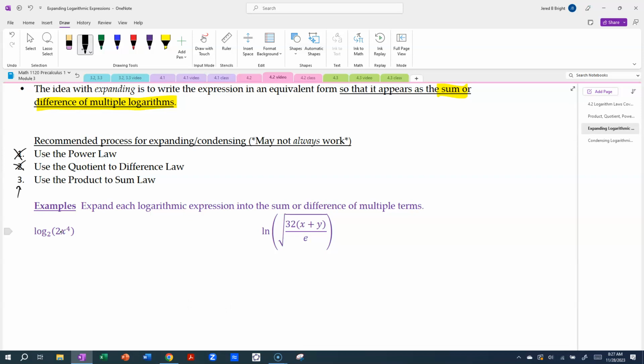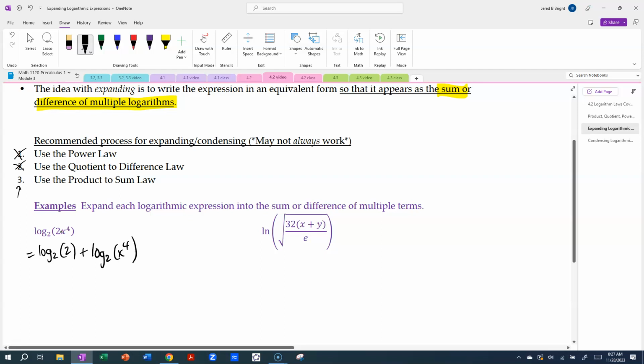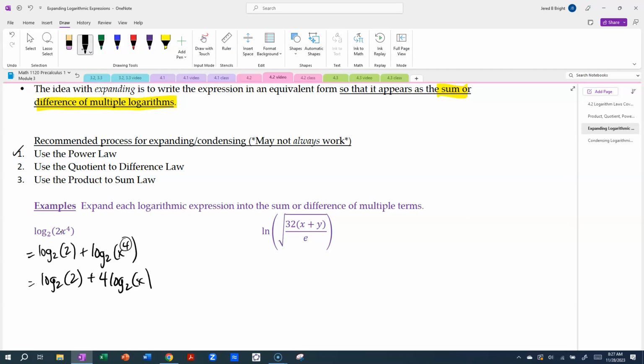Okay, is there a product? Yep, there sure is between the 2 and the x to the fourth. So I'm going to use that and say this is log base 2 of the first member of that product plus log base 2 of x to the fourth. Okay, and now guess what? I have to restart. Okay, so is there a power? Actually, yeah, there is a power. So I'm going to start with the power law. I'm going to bring the 4 out in front. So this is going to be log base 2 of 2 plus 4 log base 2 of x.